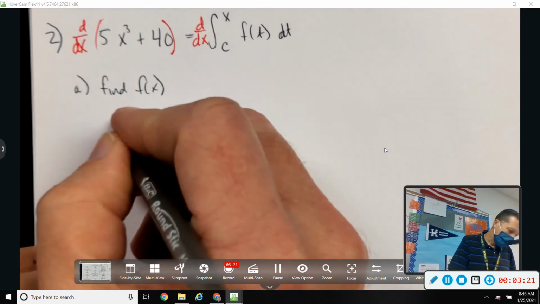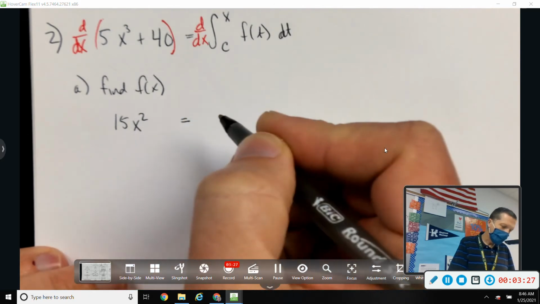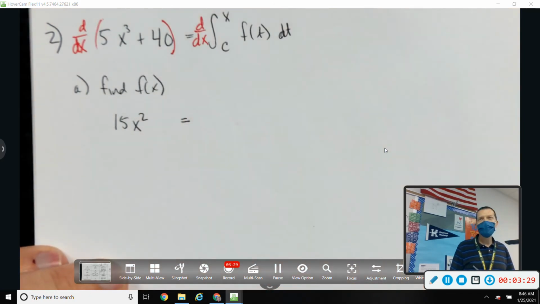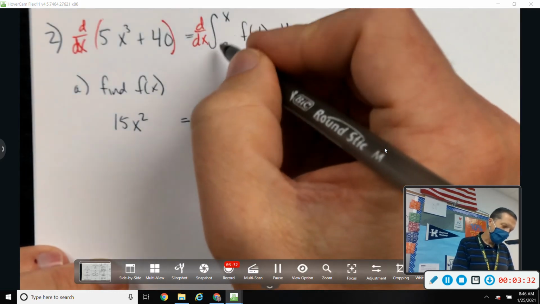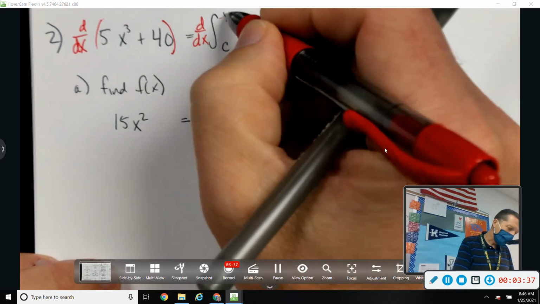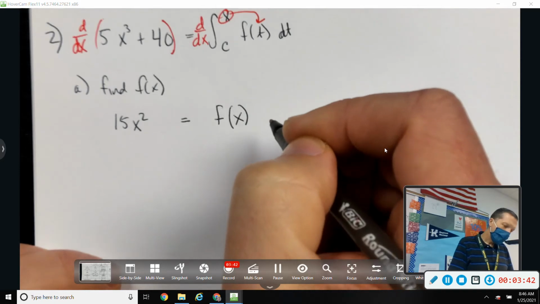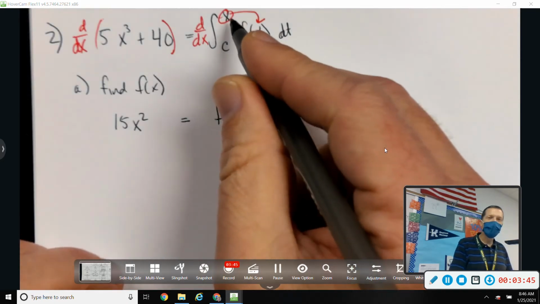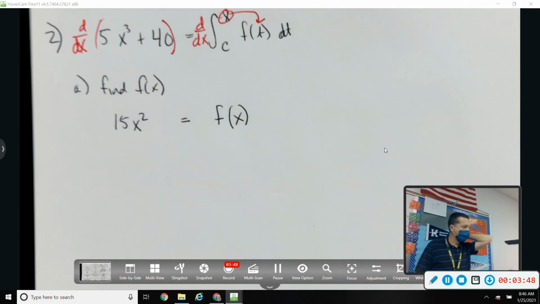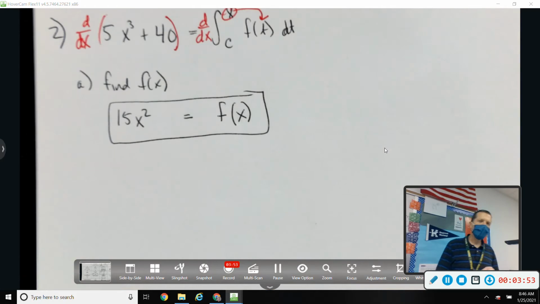So on the right, I get 15x squared, because the derivative of 40 goes away. Excuse me, that would be on the left. On the right, derivative and integral cancel each other out, and all I need to do is plug in x. And then chain rule, but the derivative of x is 1, so f of x is just 15x squared. So that wasn't really a hard problem to do. Maybe it was a hard problem to figure out what they were talking about.